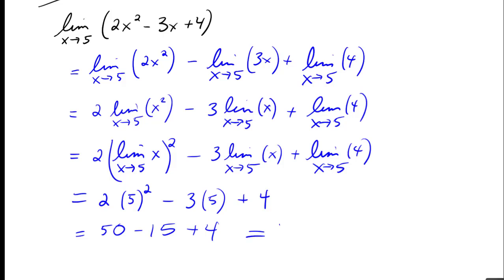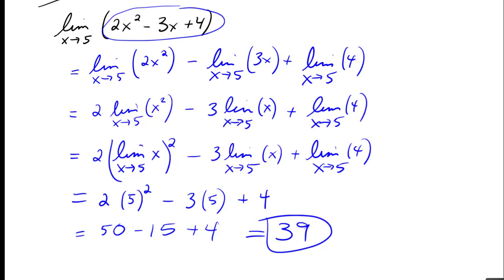I get 39. Okay, so what we've done is shown how the limit laws allowed us to go from a larger, more complicated function than our basic ones all the way to the limit by using all of our limit laws and some of the basic limits that we know.